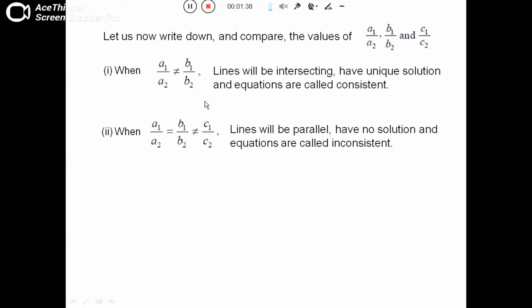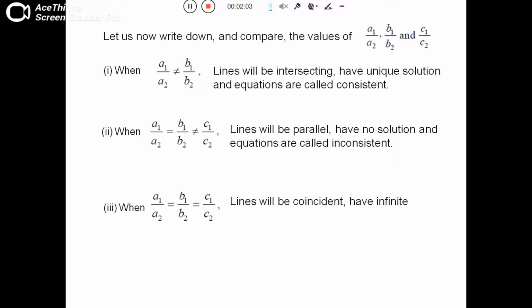Now see the third condition. When a1 upon a2 equals b1 upon b2 equals c1 upon c2, it means all three comparisons are equal, then what will happen with the lines? Lines will be coincident, means both the lines are the same and overlapping each other, having infinitely many solutions, and these equations are called consistent again.